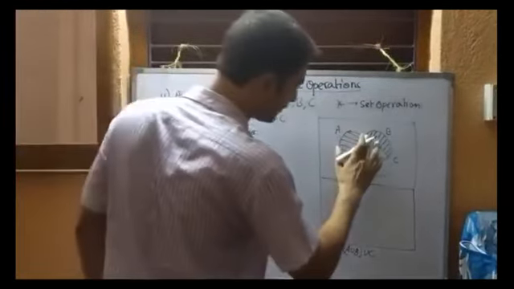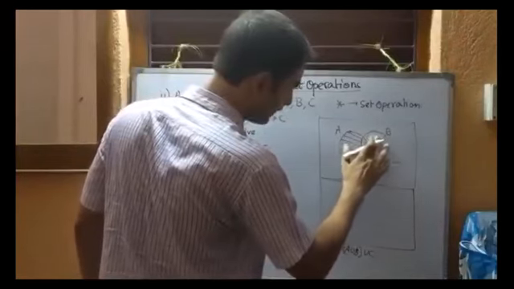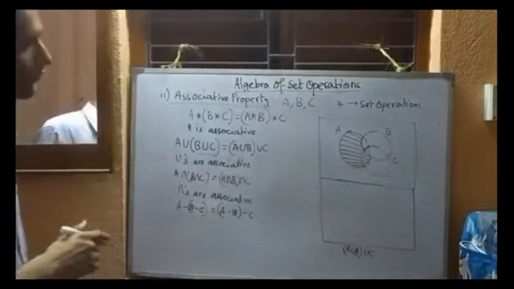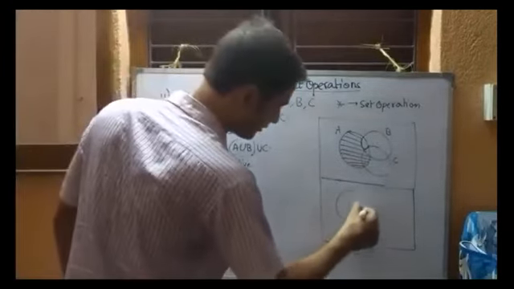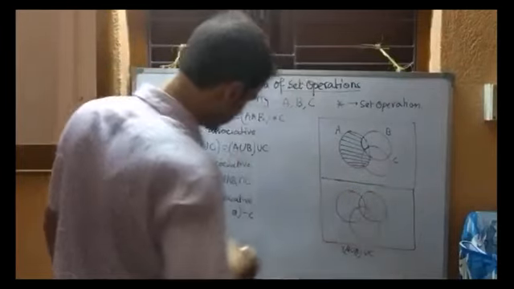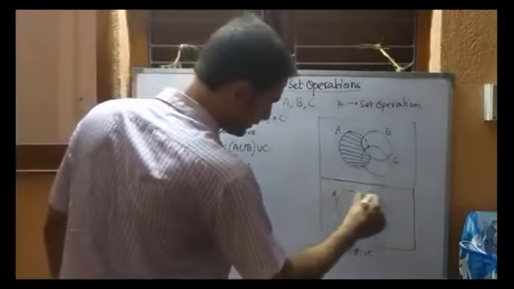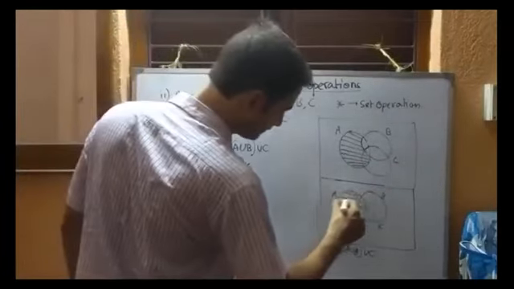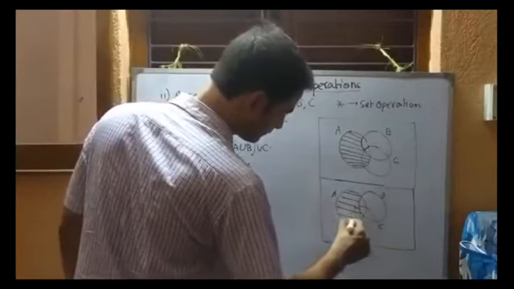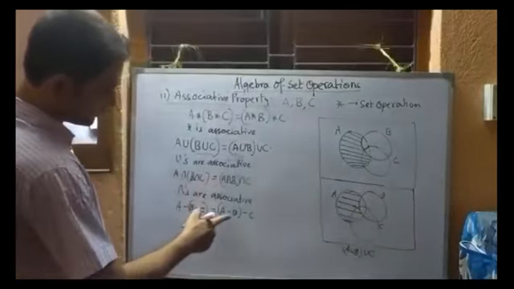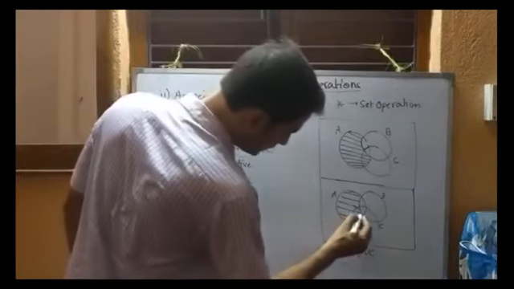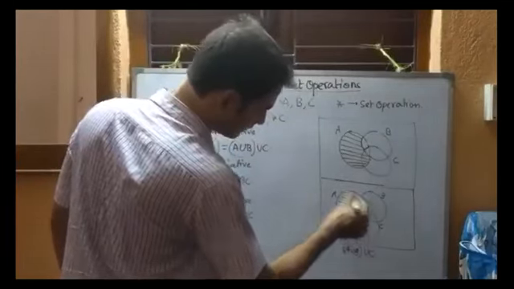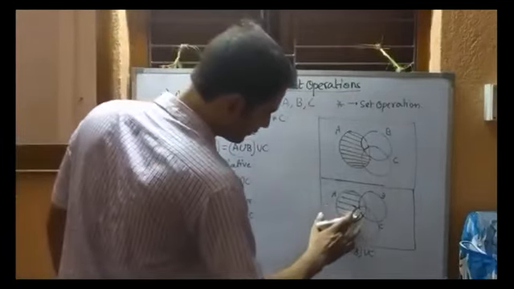So clearly the region for A difference B difference C will be this. And here in the second picture we draw the Venn diagram for the right side. Say this is A, this is B, this is C. So A difference B is here. And now we have to subtract C from it. So the part of C which is inside this A difference B is this. We have to subtract it.